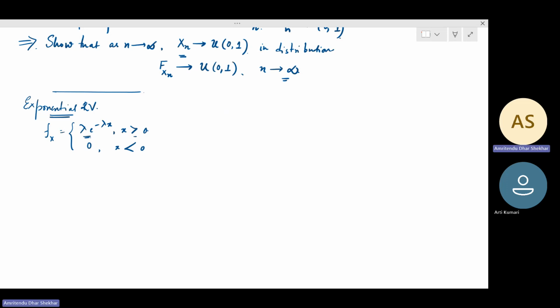Now, the CDF of x, F of x, is just equal to 1 minus e to the power minus lambda a for a greater than or equal to 0.